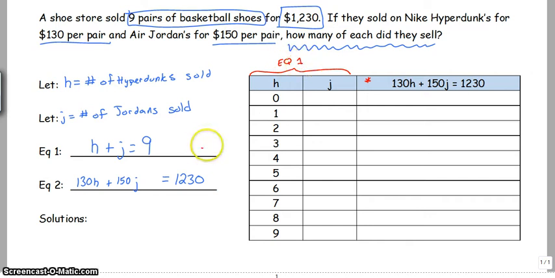Okay, so in order to make this equation true in this situation, if this were 0 for Hyperdunks, in order to make me have sold 9 shoes, I must have sold 9 Jordans. 0 plus 9 would equal 9. That gives me a true statement for equation 1. Remember, I need both equations to be true for this to be a solution. If I've sold 1 Hyperdunk, that means I know I've sold 8 Jordans. 1 plus 8 is 9. 2 plus 7 is 9, and so on. And we can fill in the rest of our table that way.